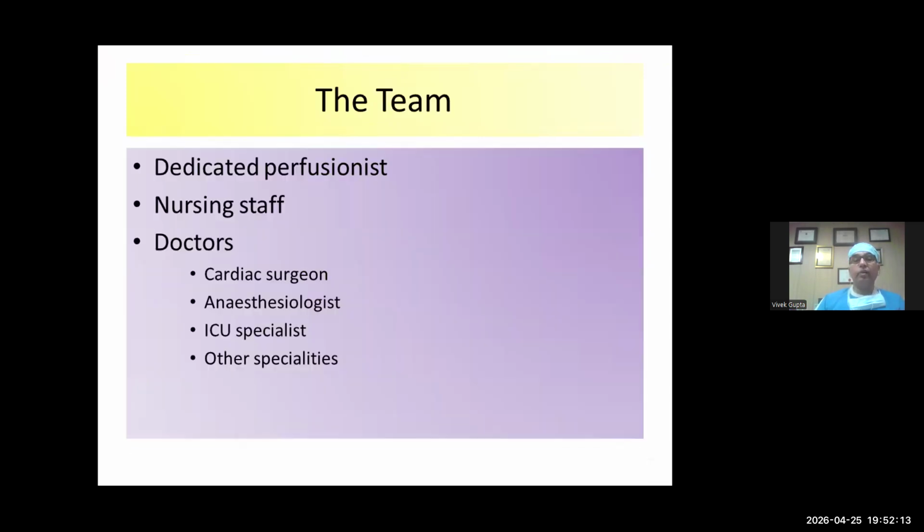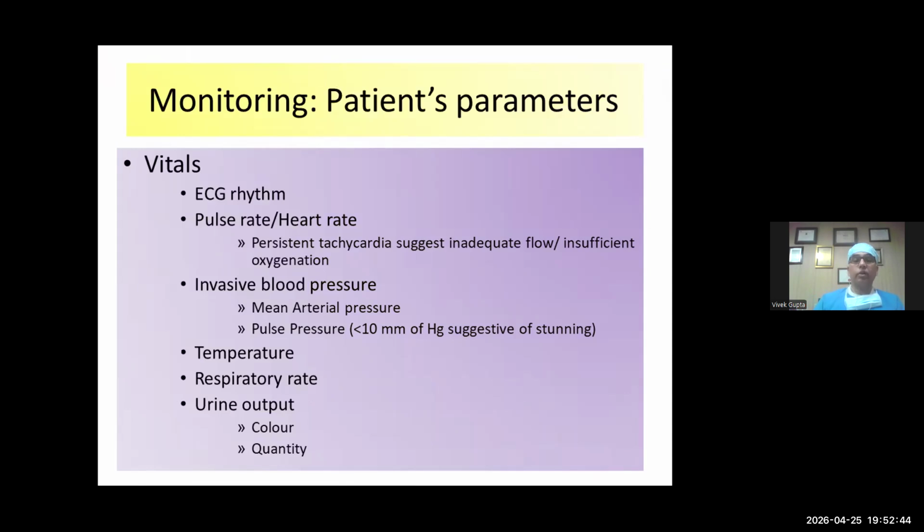We identify it early and we prevent the complication. So first and foremost thing is the team. There must be a dedicated perfusionist for running an ECMO program. Nursing staff should also be trained for it. The doctors should include a cardiac surgeon who can help with cannulation, an anesthesiologist, an ICU specialist, and definitely a dedicated ECMO physician. Other specialists like a nephrologist or gastroenterologist can be called whenever required. What is most important is that vigilant monitoring is key to success.